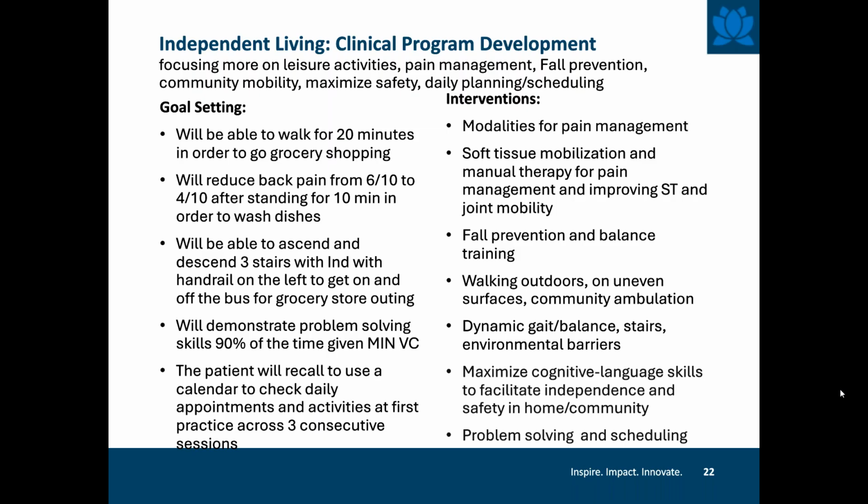So starting with independent living, our patients are higher level functioning physically and cognitively, so we want to set goals that provide interventions that will keep them functioning at this level for as long as they possibly can. So we're focusing more on tasks like leisure activities, pain management, fall prevention, community mobility, maximizing safety, and daily planning and scheduling. So here are a few examples of how we would address these topics.